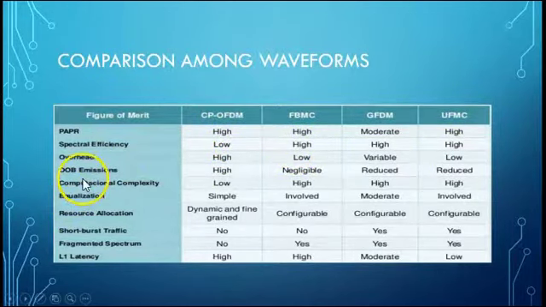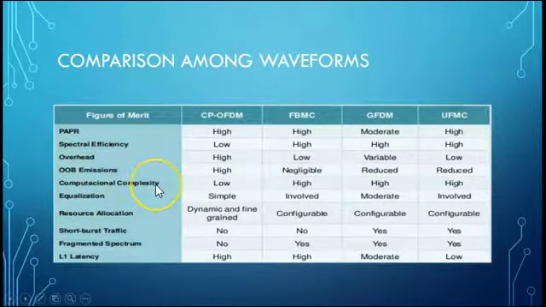cases. Overhead in terms of adding CP, it is high in CP-OFDM. FBMC doesn't require any CP, so there's a low overhead. Similarly, in the case of GFDM, a shorter length of the CP is required, so there is a variable overhead. Also, UFMC doesn't require CP, so the overhead is low. Out of band emission we already saw.